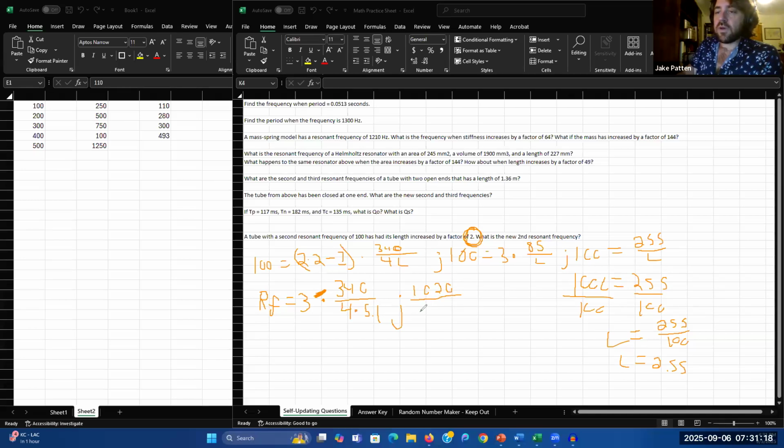And 4 times 5.1 is 20.4. And so the new second resonant frequency is 50. Ta-da. And then you're done.